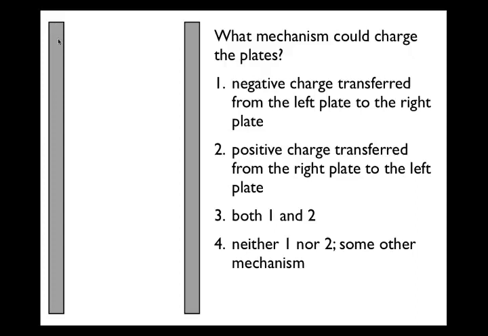We looked at capacitors at the end of our electrostatics unit, and imagine this is a picture where we're looking side-on to a capacitor, which is again two conducting plates, so we're just looking at the edges of those plates. What mechanism could charge the plates and get them to develop a situation where one of those plates is negatively charged and one of the plates is positively charged? We have negative charge transfer from the left plate to the right plate, positive charge transfer from the right plate to the left plate. Both of those actions could result in the charged plates being the way they are, or neither one. It must be some other mechanism.